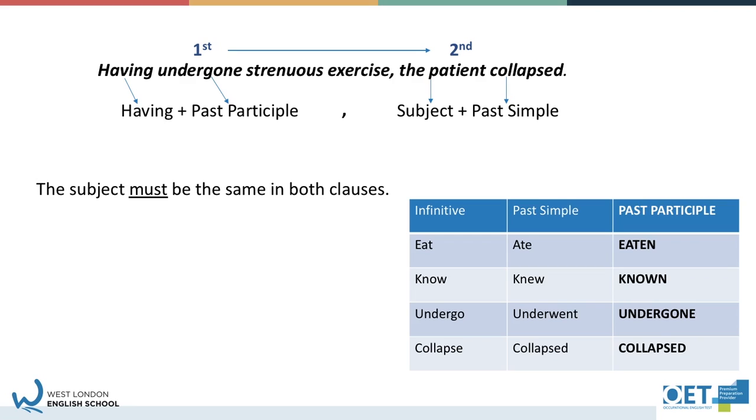So you must have subject agreement. If you think about this sentence, having collapsed, I performed CPR. It doesn't actually make any sense because the subject is different. In the second clause it says I performed CPR. So the subject is I. But it doesn't make sense. You can't say having collapsed. You can't say then I collapsed and I performed CPR on myself. Really doesn't make sense. So you just got to be careful and make sure you have subject agreement in both clauses.